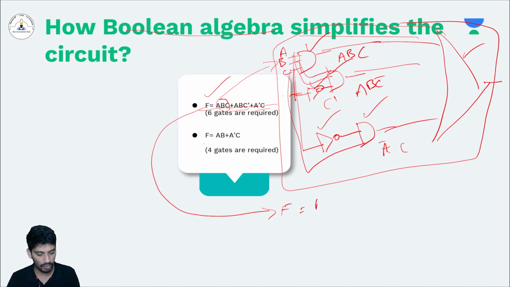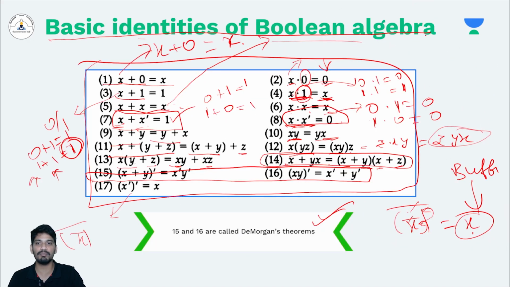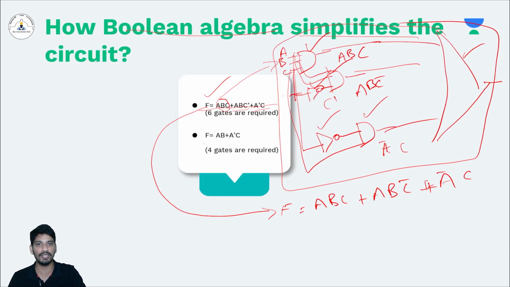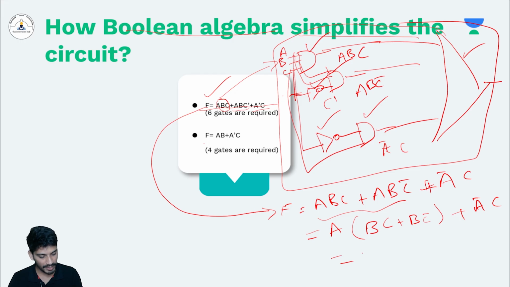F is equal to ABC plus ABC bar plus A bar C. We have already seen some basic identities, right? We'll use the same identities, nothing more than that. So let's take A common from these two terms. Then what will happen? A times BC plus BC bar, plus A bar C, right? And let's take B common from these two things. Then you will have A B times C plus C bar, plus A bar C.